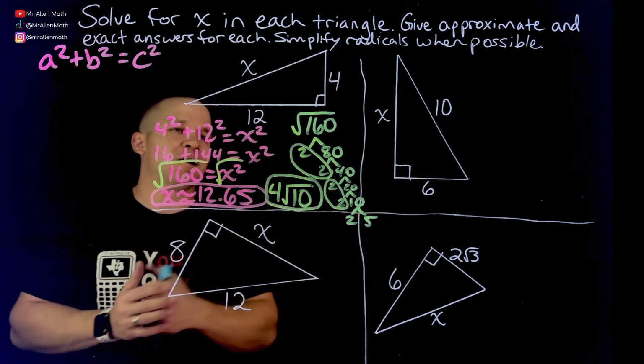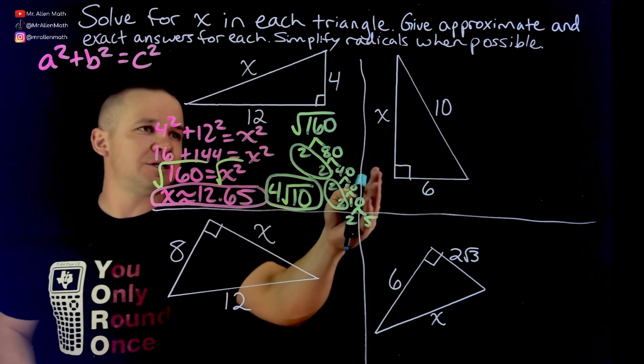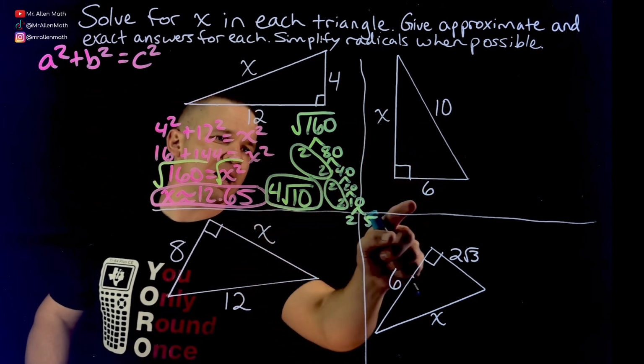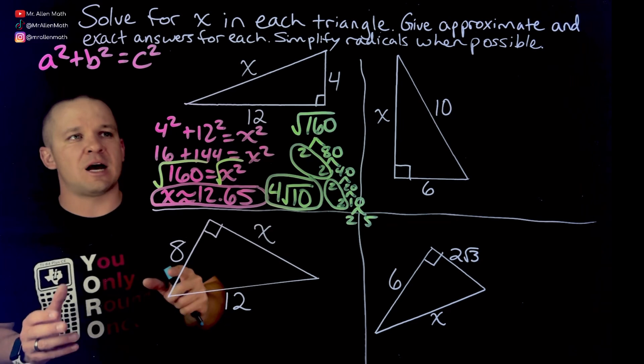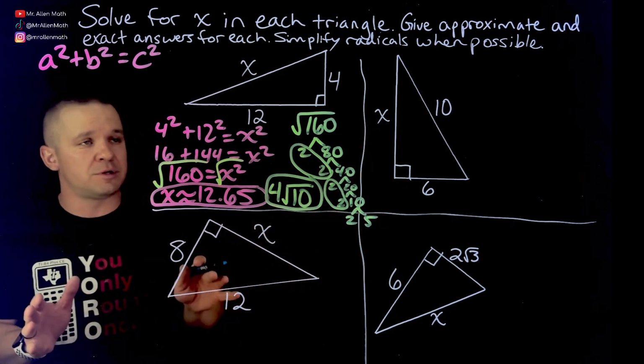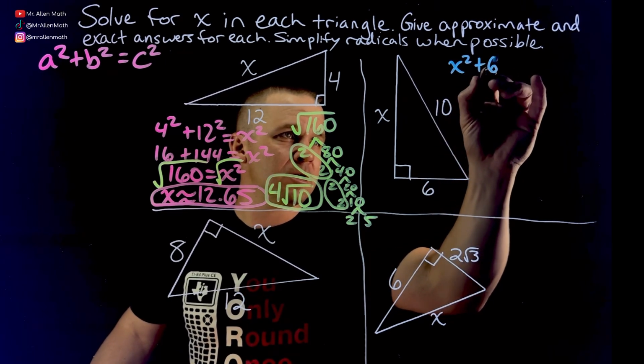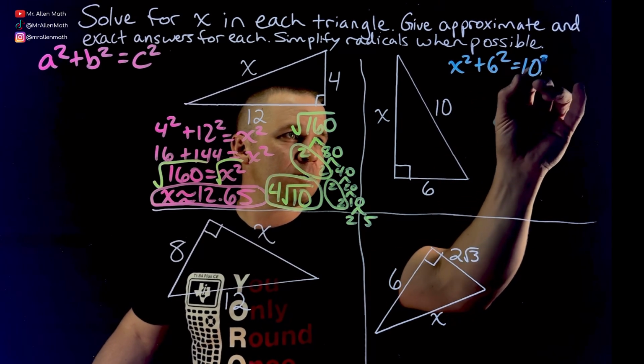Okay, next one here. Now I have my hypotenuse of 10. I don't have a leg, and I have another leg. So when I set this up, the x can be either my a or my b. Does not matter, right? It's up to you. I'll do the x first. X squared plus 6 squared equals 10 squared.